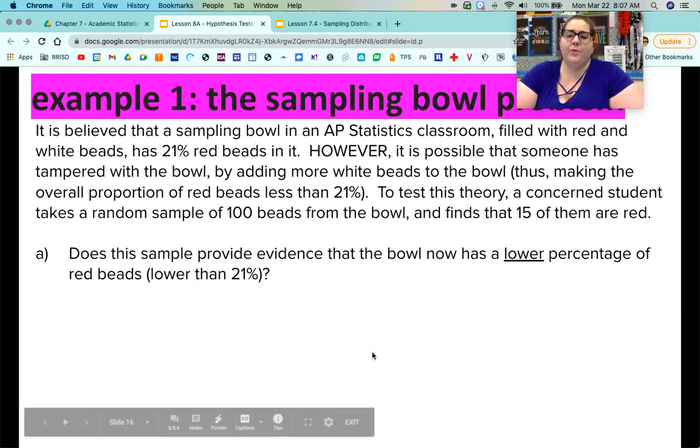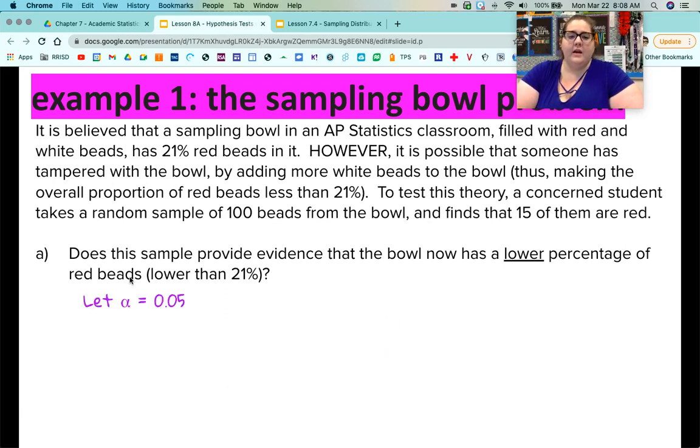So our p-value was 0.0428, or 0.0407 if we use the z-table. Either one, as long as I can see your work, it's fine. They did not give us an alpha or a level of significance in this problem, so I'm just going to use 0.05, but I'm going to state that really quickly just so that it's clear what I'm using. So I'm going to say let alpha equal 0.05, and then I'm going to start writing my conclusion.